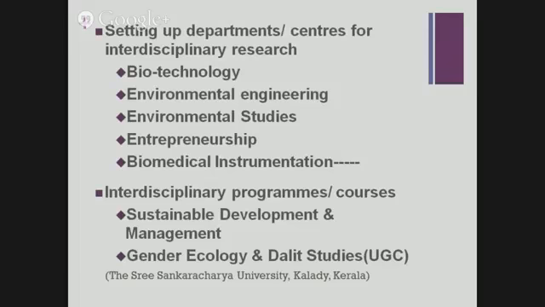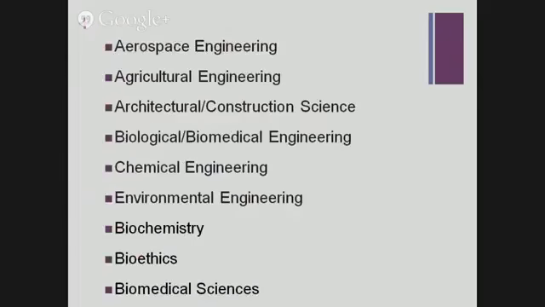One is Sustainable Development and Management. Another is Gender Ecology and Dalit Studies. Another example I can quote is Architectural education, which has been started by Punjab Technical University, which is a combination of architectural studies and educational studies, which include focus on educational technology, psychology of teaching learning, research methodology, etc. Other programs which can find place in the departments or the centers or can be offered by the technical institutions can include aerospace engineering, agricultural engineering, biomedical engineering, chemical engineering, environmental engineering, bioethics, biomedical sciences.